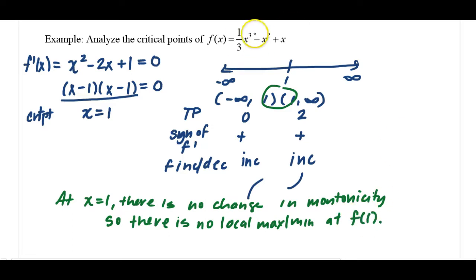So since this is a cubic function, it's probably going to resemble something like x cubed, where it has to be a little flatter, but where there was a place with a horizontal tangent line, but no local max or local min there.